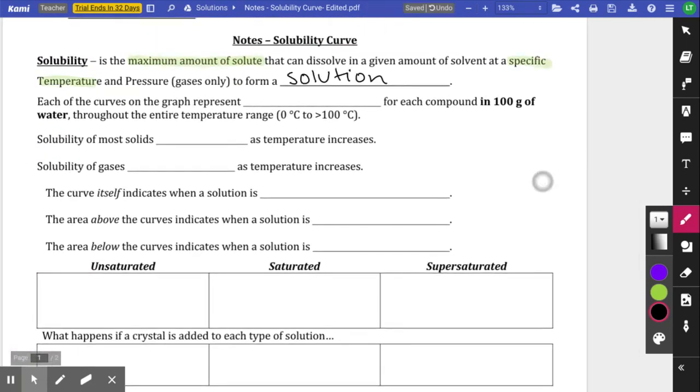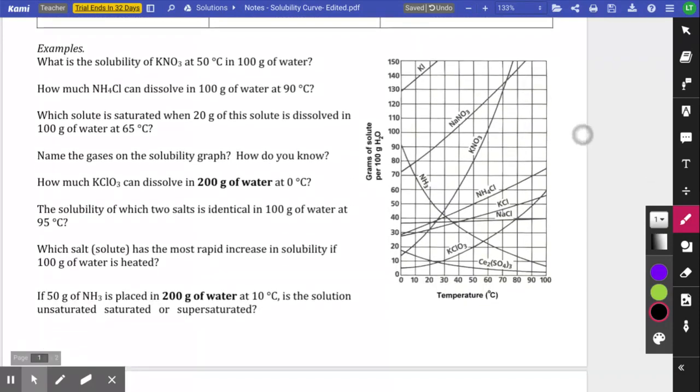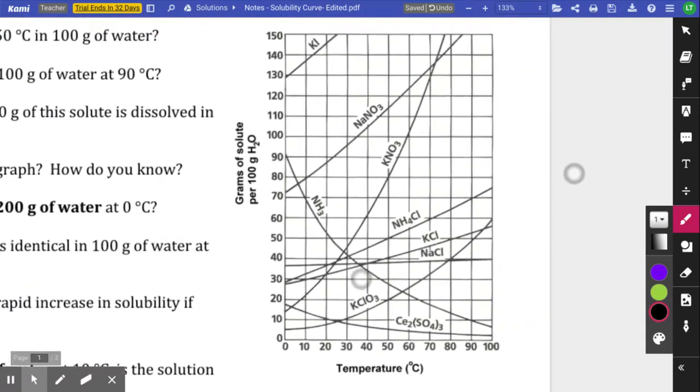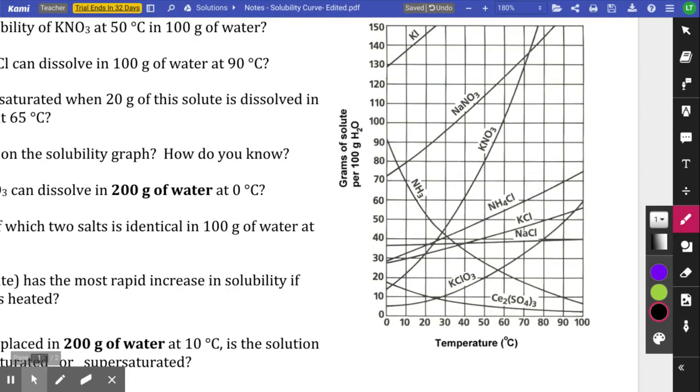One way that we can determine this is by looking at what we call a solubility curve. I'm going to scroll down real quick to show you guys. So this is a solubility curve. A couple of things you may notice about it is, number one, there's a lot of substances on there. This is a pretty standard solubility curve, probably the most used and most seen, so you will probably use this one a lot to answer questions.